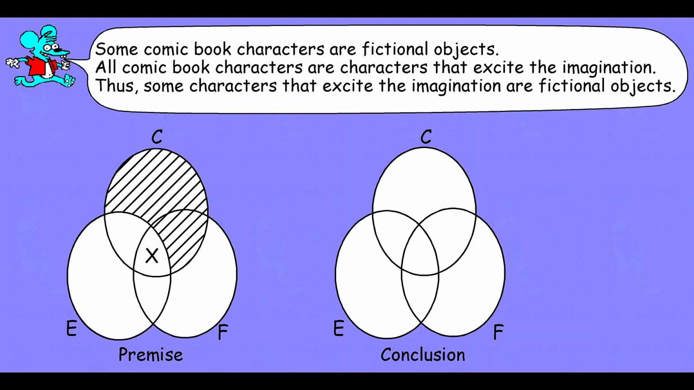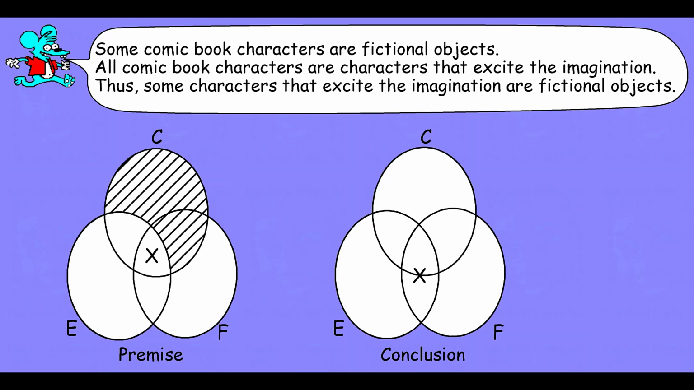Now I go to my conclusion diagram. Some characters that excite the imagination are fictional objects. There's at least one thing. It is in the E circle. It is also in the F circle, so it goes in that intersection between E and F. Again, it doesn't say whether or not it's also a C or whether it's not a C. And so I put it on the line because there are two possibilities. Either one would make my conclusion true.